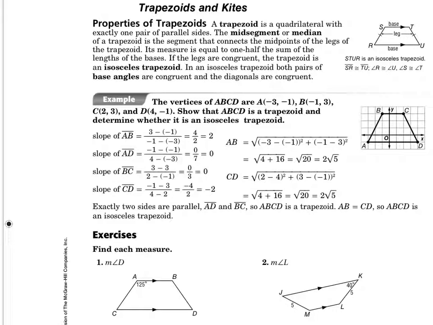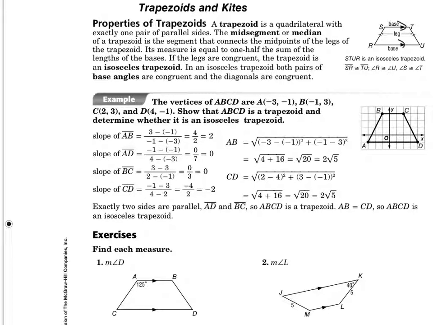The first one is a trapezoid. You might have seen a trapezoid before. A trapezoid is just a quadrilateral with one pair of parallel sides. One set of opposite sides being parallel. If you look at our little diagram over here, we've got these two bases. The parallel sides are called the bases.